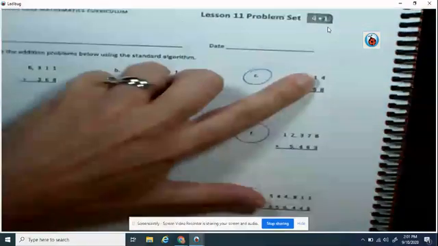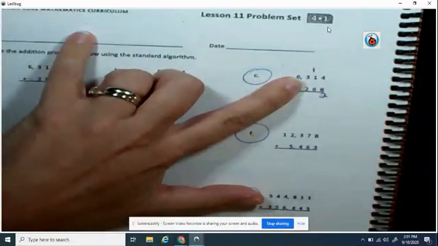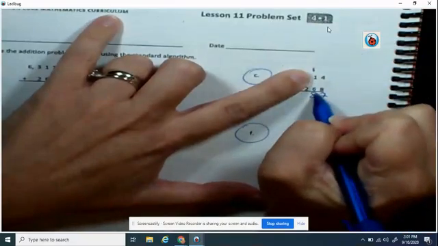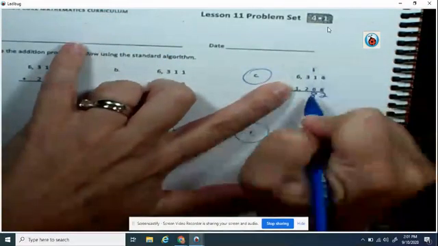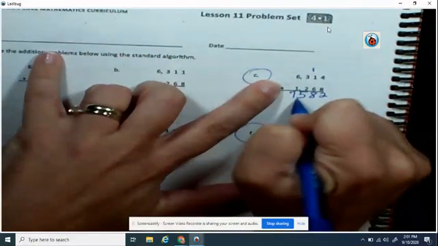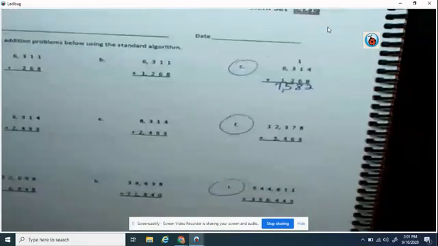Okay, 4 plus 8 is 12, and my 1 is going to regroup to my tens place. 6 plus 1 is 7, plus 1 more is 8. That can stay in my tens place. 3 plus 2 is 5. 6 plus 1 is 7. 7,582.